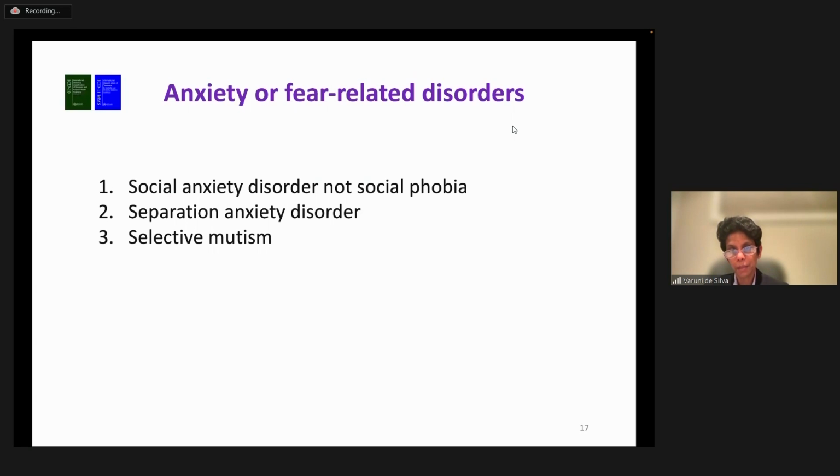Just a couple of things worth highlighting. So social anxiety disorder, not social phobia, because I think, again, because of the negative connotations. And interestingly, conditions which we thought are more seen in children have been included. So the anxiety disorder category doesn't differentiate between childhood onset disorders and adult disorders. So separation anxiety disorder and selective mutism is included in this category.